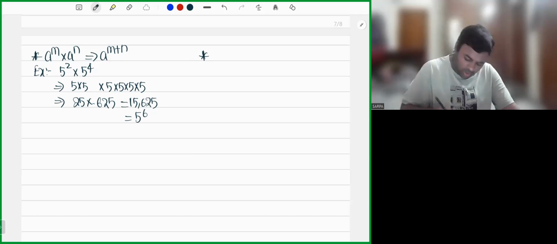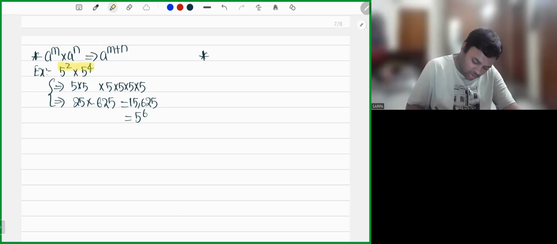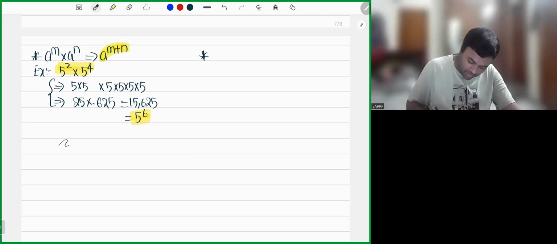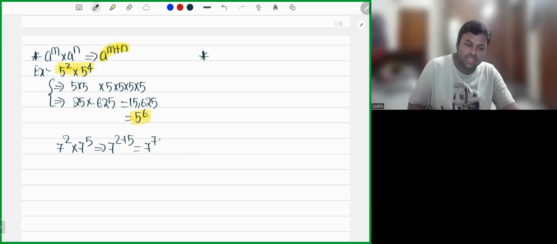Now, instead of doing all these calculations in between, can I directly write 5 square into 5 power 4 is a power m plus n, which is 5 power 6? Yes, sir. So, like say for one more example, I am having 7 square into 7 power 5. Directly you can write it as 7 power 2 plus 5, which is equal to 7 power 7. All these two-line calculations, you can skip that.